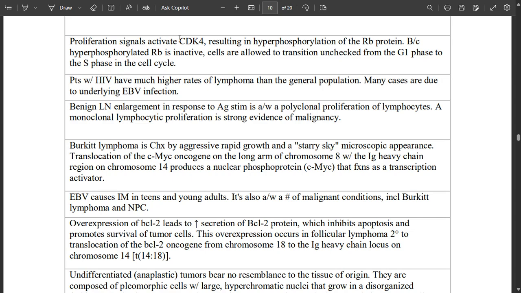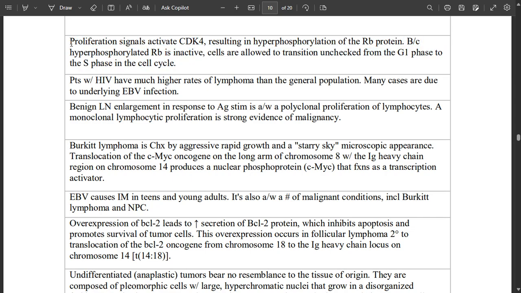Proliferation signals activate CDK4. CDK is a kinase, so proliferation signals activate CDK4, resulting in hyperphosphorylation of the RB protein. Hyperphosphorylated RB, the retinoblastoma protein, becomes inactive, so the G1 checkpoint can be crossed easily. Cells are allowed to transition unchecked from G1 phase to the S phase in the cell cycle. Hyperphosphorylation can occur because of kinase activity. So CDK4 is a kinase.